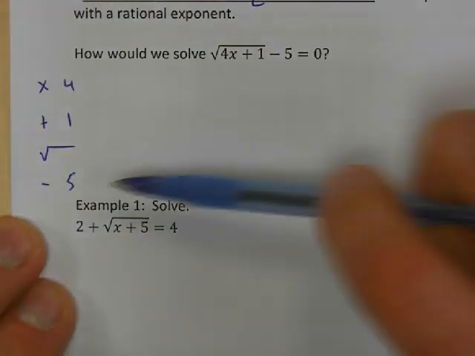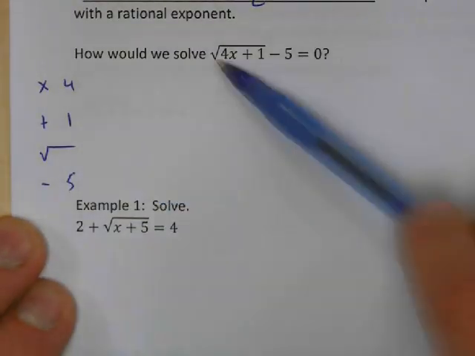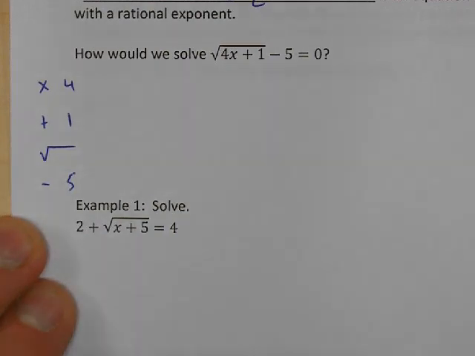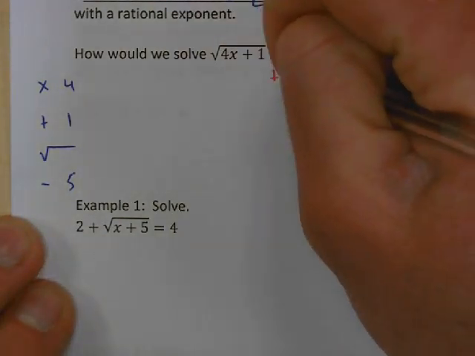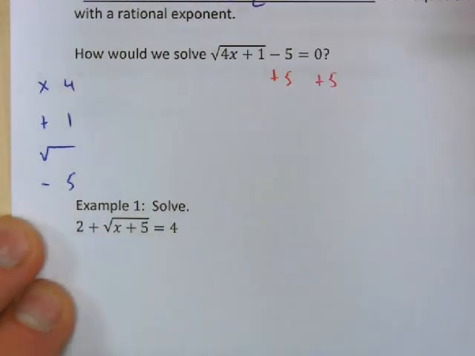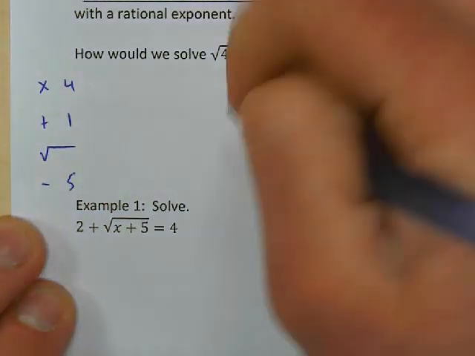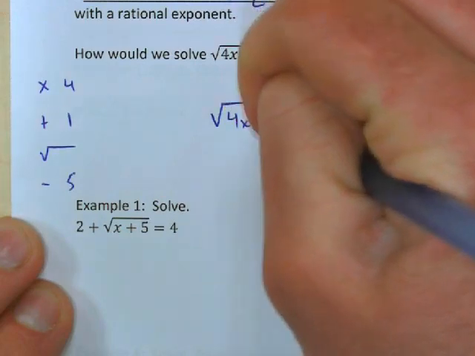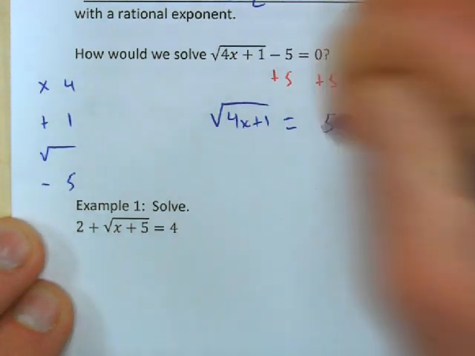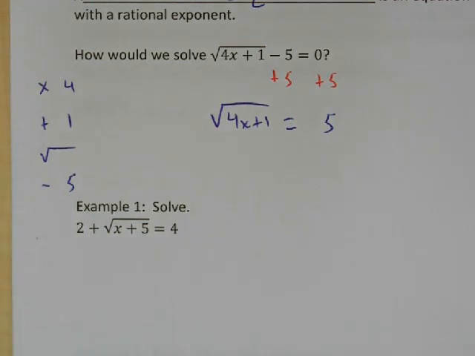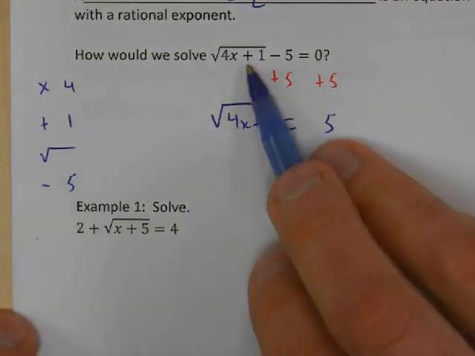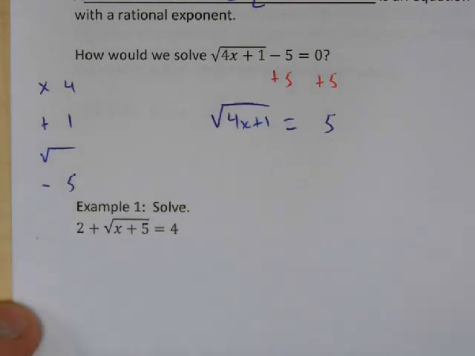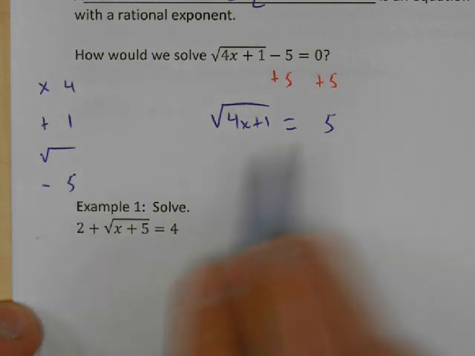What's the opposite of subtracting 5 from my equation? The opposite of subtracting 5 would be adding 5. So we're going to start off by adding 5 to both sides of my equation. And then I would get the square root of 4x plus 1 equals 5. Another way to think about this, the first step we always want to do is get the radical part by itself, or if it has a rational exponent, we want to get the part raised to a power by itself. Got that done.